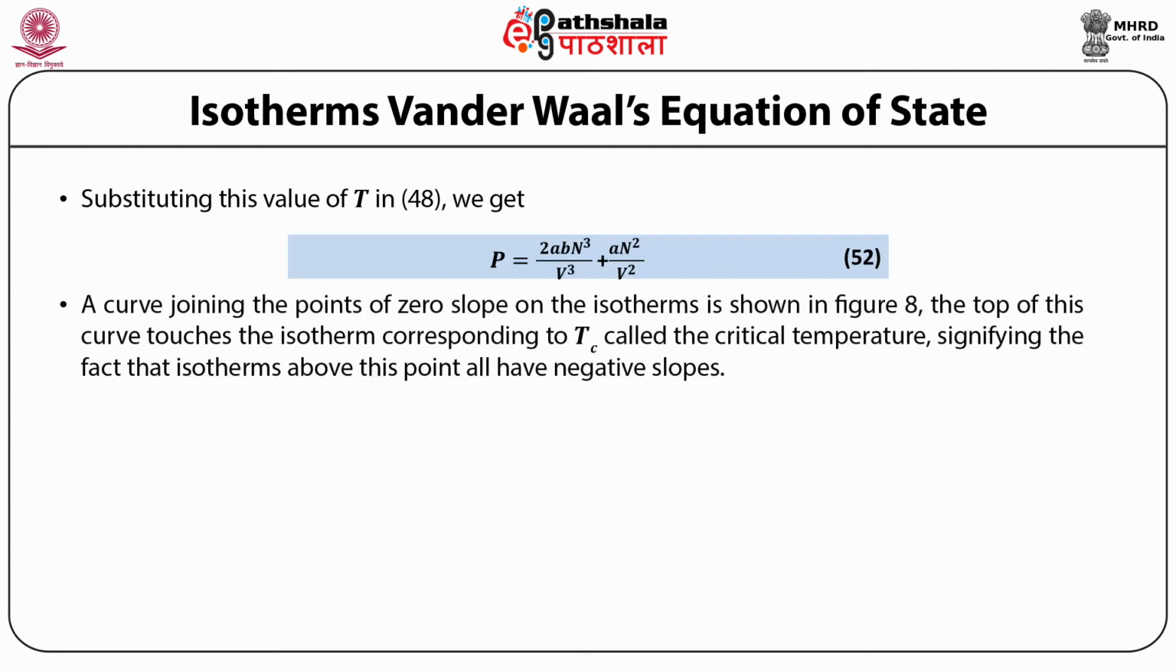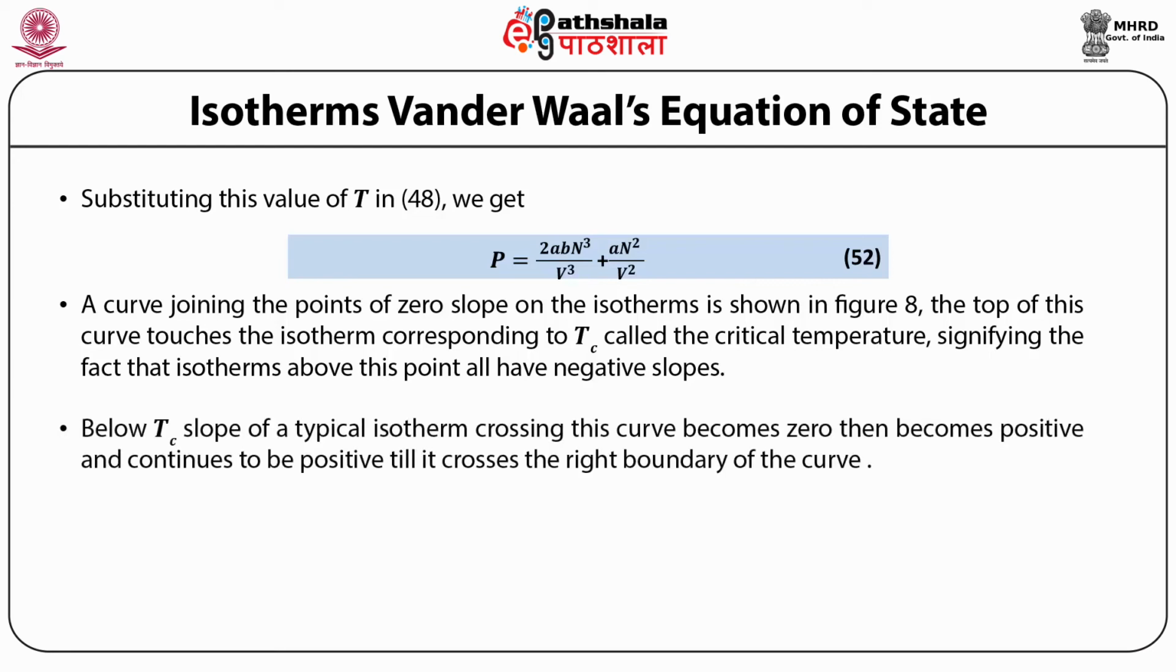A curve joining the points of zero slope on the isotherms is shown in figure 8. The top of this curve touches the isotherm corresponding to Tc, called the critical temperature, signifying the fact that isotherms above this point all have negative slopes. Below Tc, the slope of typical isotherms crossing the curve becomes 0, then becomes positive and continues to be positive till it crosses the right boundary of the curve.